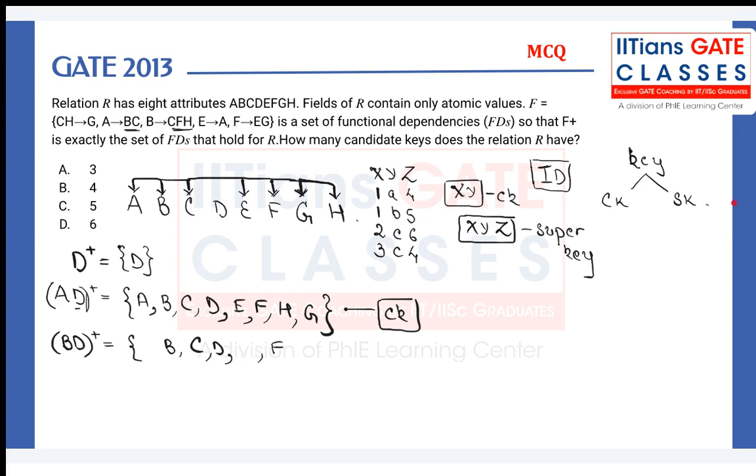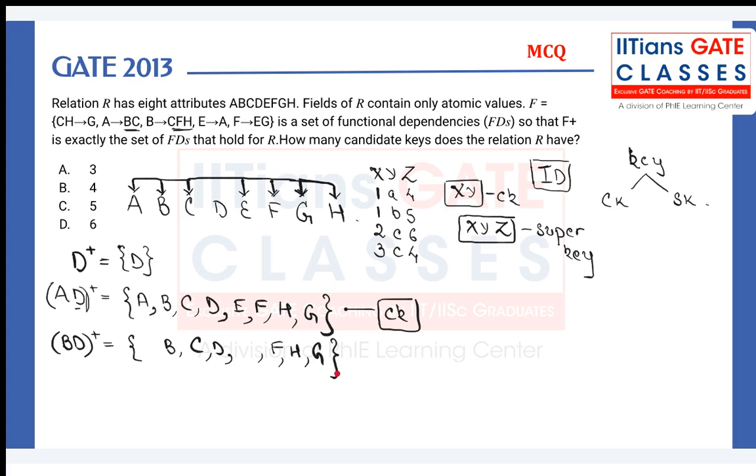What else? Now you try to answer. Look at the dependencies. If you have CH, you can get G, right? So you get G. Okay. What else? See, I still don't have A, I still don't have E. Can I get A and E somehow?